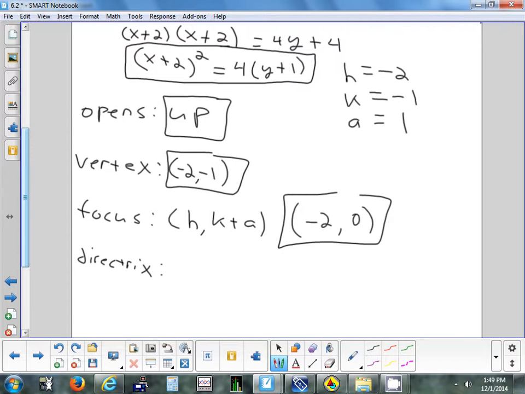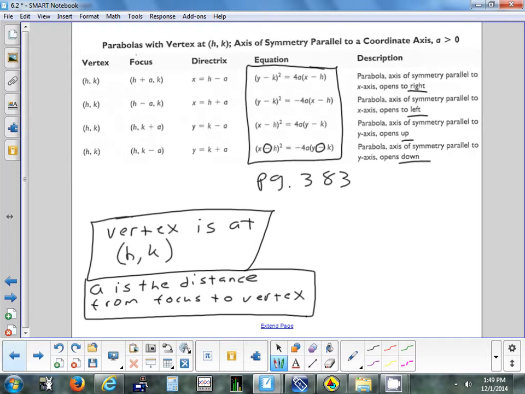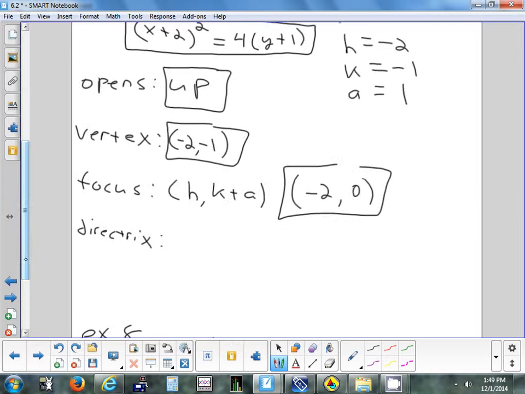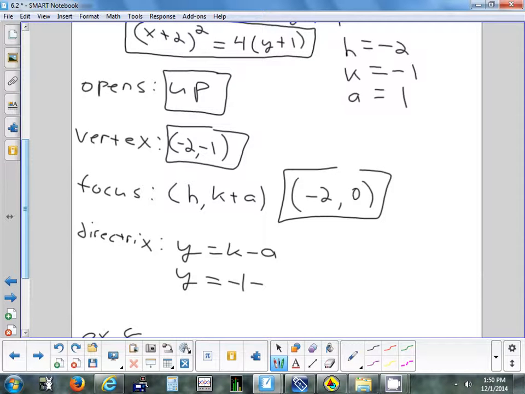And lastly, look up your formula for the directrix. Okay, directrix, y equals k minus a. Okay, what's k? -1, good. What's a? 1. So what's -1 minus 1? -2. Not -1 plus 1, that would be 0.